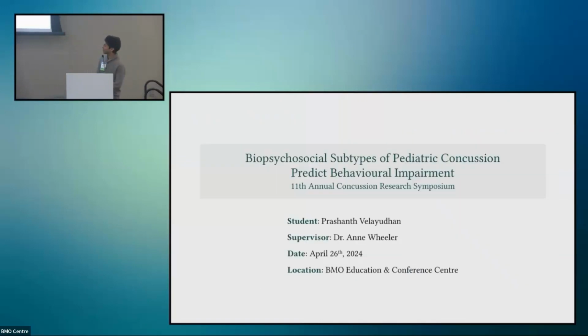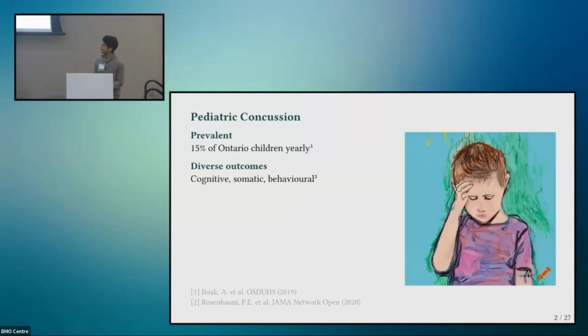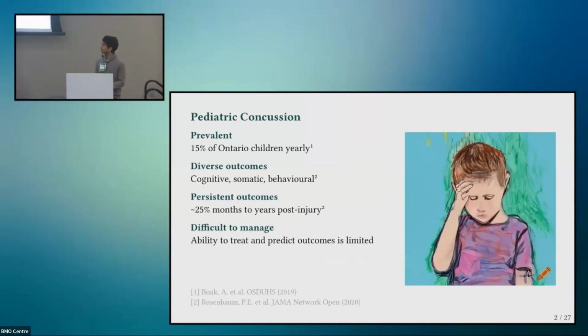So my project is titled Biopsychosocial Subtypes of Pediatric Concussion Predict Behavioral Impairment. Pediatric concussion is highly prevalent, affecting approximately 15% of children in Ontario every year. It can lead to very diverse outcomes, cognitive, somatic, or behavioral ones. These outcomes can be very persistent, lasting for months or years after the initial injury, and they are also very difficult to manage. Treating them, or predicting how long they'll last or how severe they'll be, is still very difficult to do.